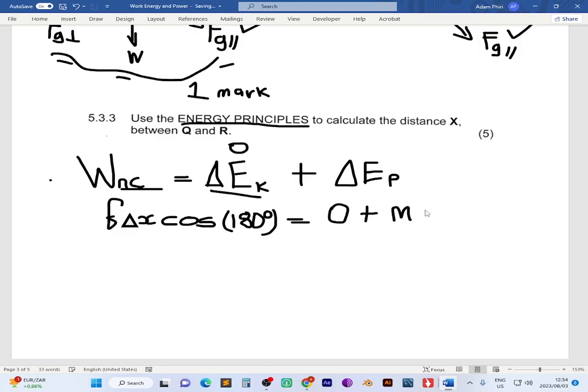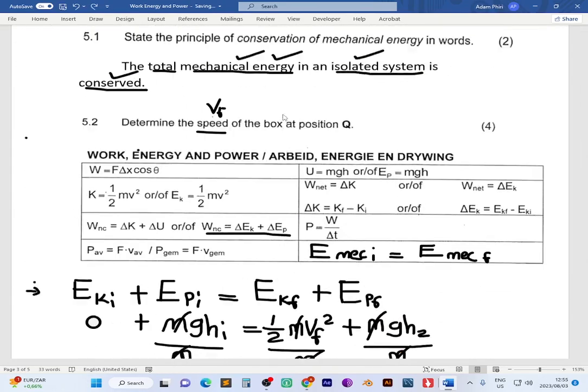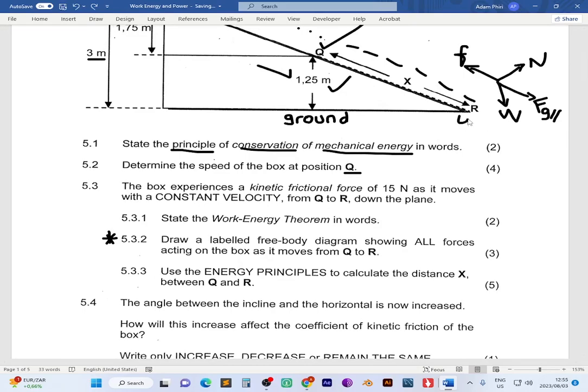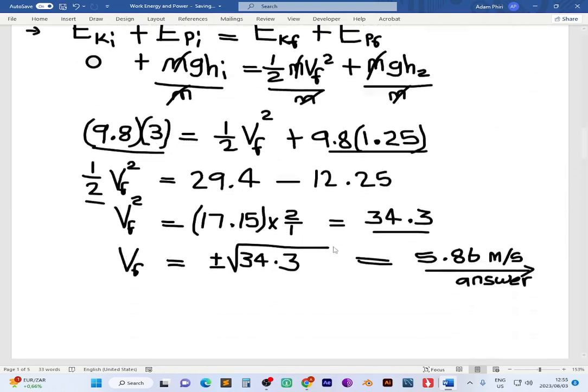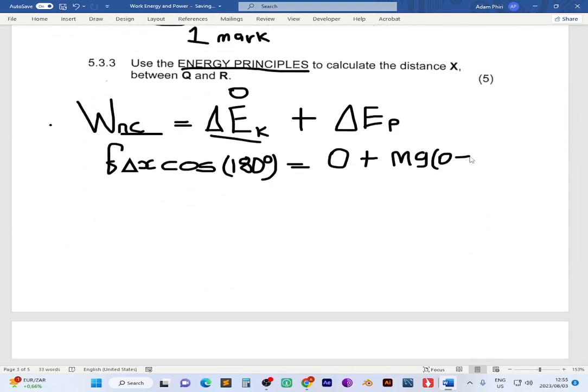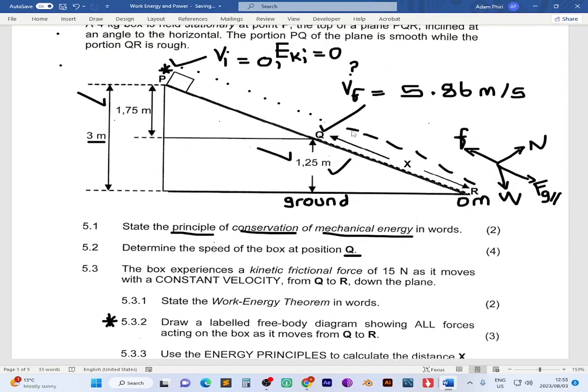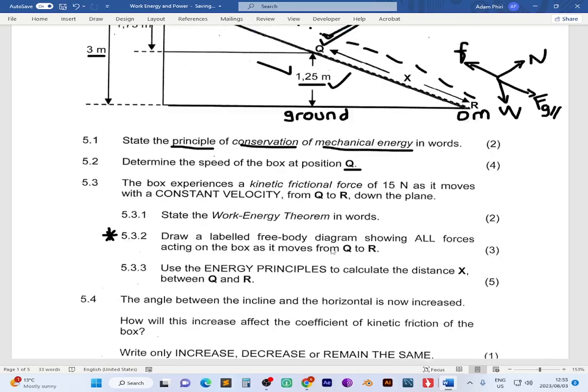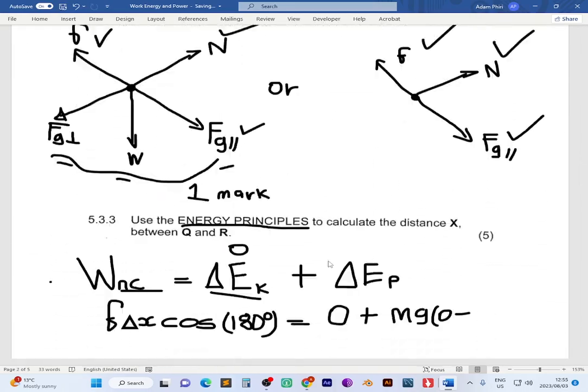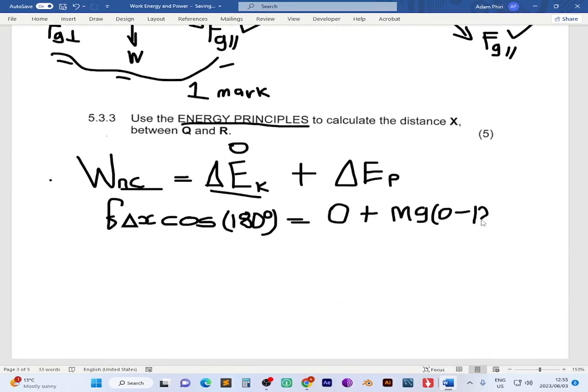Then, with constant velocity there, remember that the change in kinetic energy is going to be 0. And then the change in potential energy there is going to be mg times the change in height. Final height was 0 because it's on the ground, and initial height, from the ground to point Q, is 1.25. So when using height, always use it from the ground. The ground is the reference point. So we have height is 1.25.